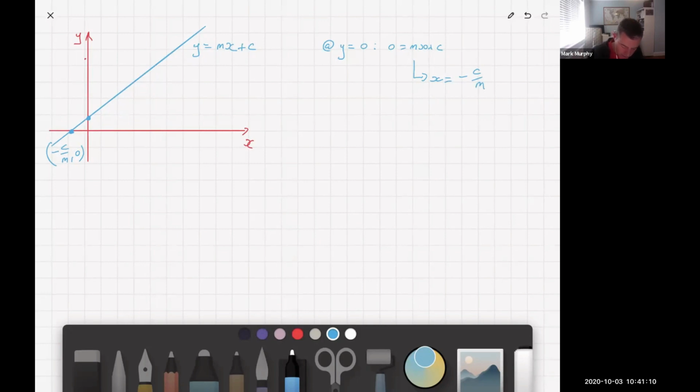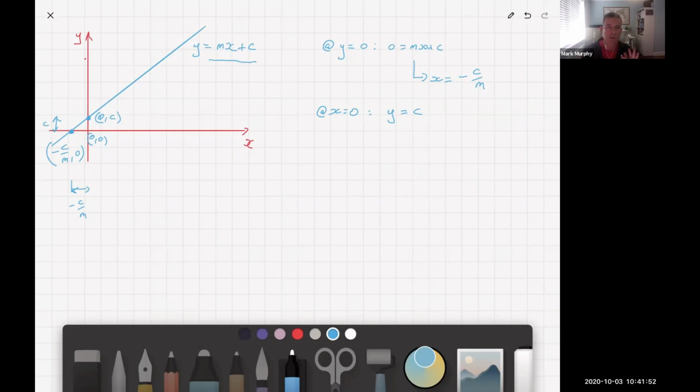So let's find this other point. At this point, x is equal to 0, so at x equals 0, y is equal to c. That's easy. So that point there is 0, c. In other words, that height is c. And that distance there is minus c over m. Okay, this y equals mx plus c is called the slope-intercept equation. And that's what it means.